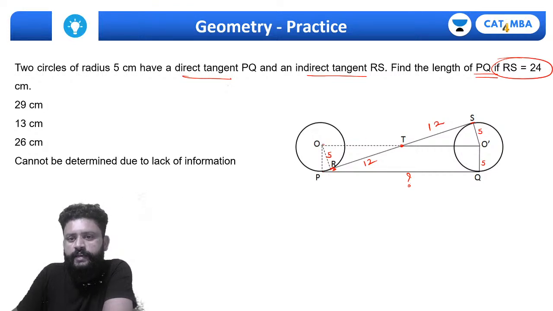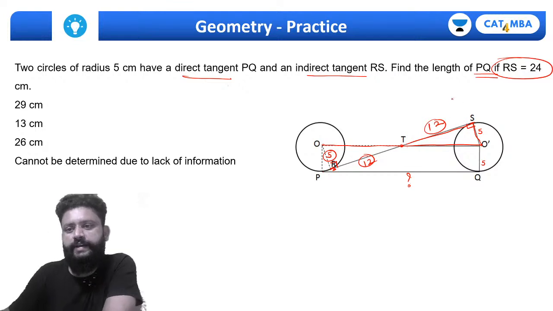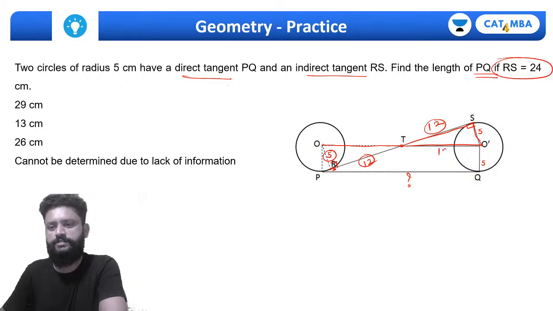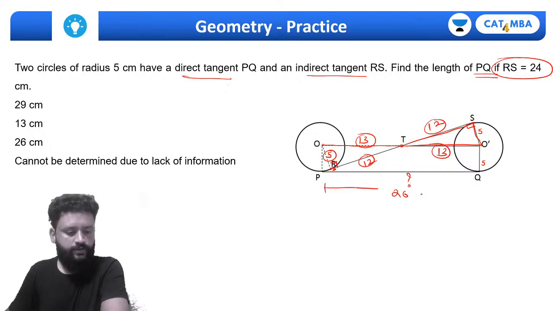Tell me the answer for QT. 5, 12, simple Pythagoras theorem. It's not that tough. यहां पे भी ये 12 है, ये 5 है. OT will definitely get the answer, guys. This will be 13 and this will be 13. 13 plus 13, this has to be 26.